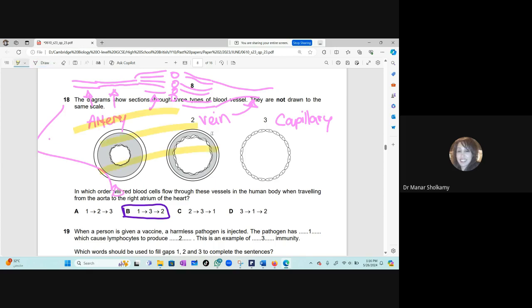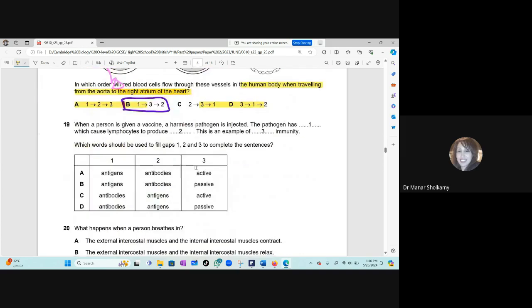I'm going to highlight this question so that you go back and look at it. Now, 19. When a person is given a vaccine, a harmless pathogen is injected. The pathogen has blank, which causes lymphocytes to produce blank. This is an example of blank immunity. Which words should be used to fill gaps 1, 2, 3 to complete the sentences? What do you think? A. Okay, someone said A. Let me see if A is correct. Now, the pathogen has antigens, correct? Okay, which cause lymphocytes to produce antibodies. Of course, lymphocytes produce antibodies. And this is an example of active immunity. Yes.